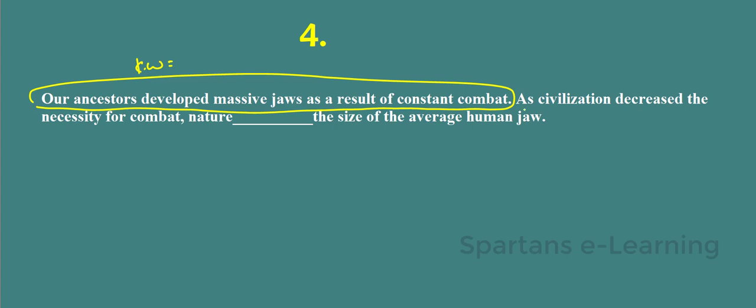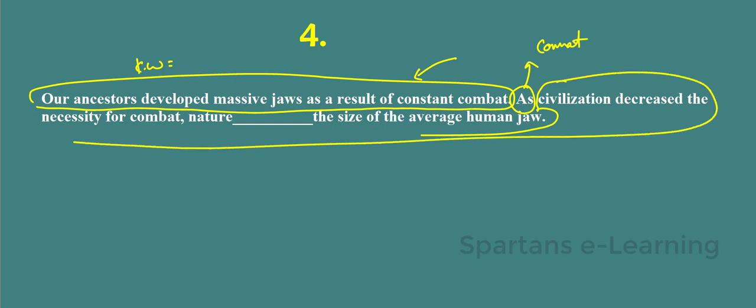Now read the next sentence. As civilization decreased the necessity for combat, that means as civilization progressed, at a later point of time there was a decrease in the necessity of combat. So here, as is your connector. Now this connector is a supporting connector, right? So whatever logic is followed in your first keyword, the same logic will be followed in your second keyword as well. What is your second keyword? Civilization decreased the necessity for combat, nature dash the size of the average human jaw.